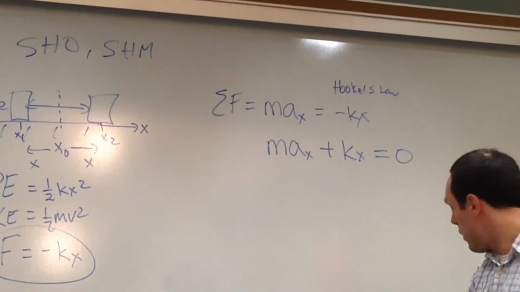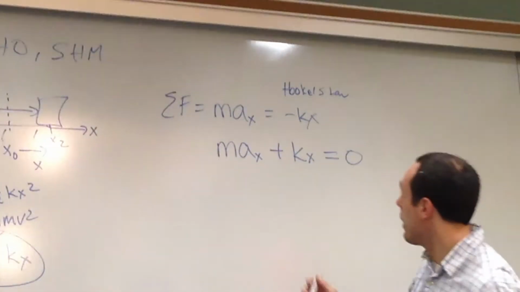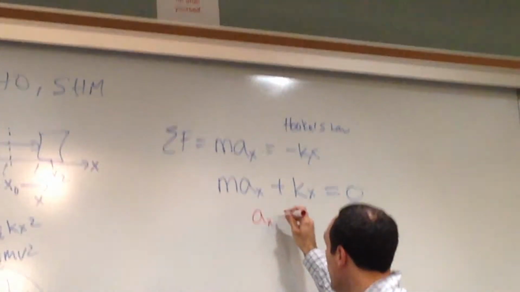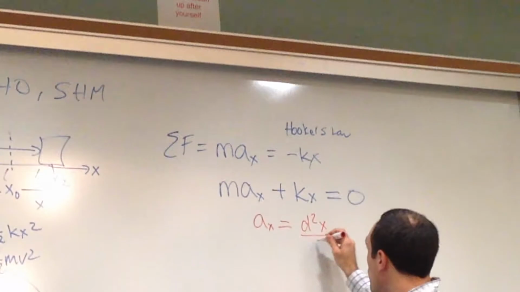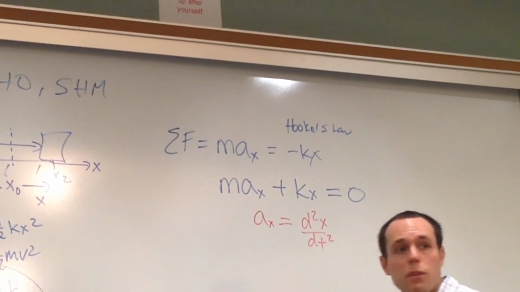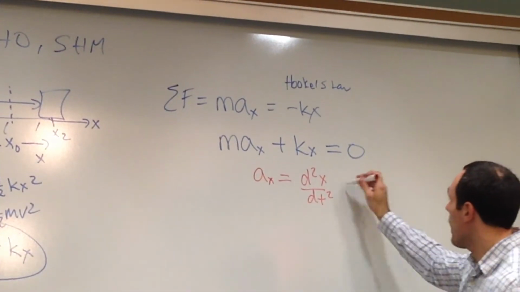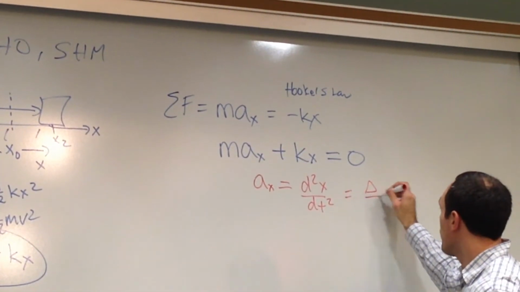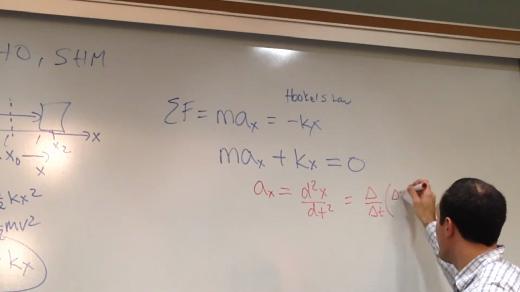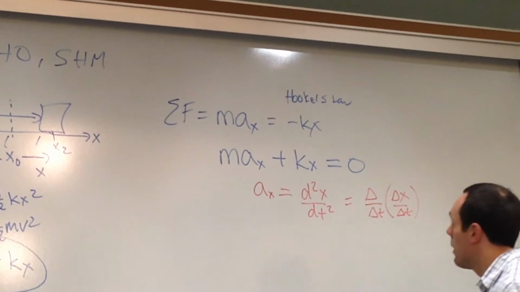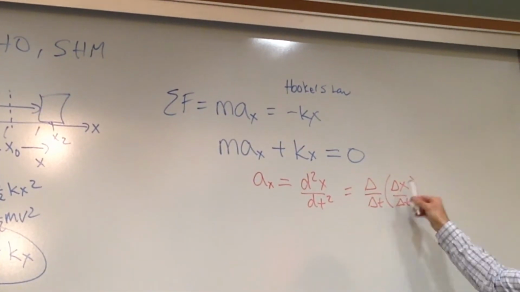And now let me remind you of something I talked about on Tuesday. The acceleration in x is the same thing as the second time derivative of the position. Because it really is the change in time of the velocity, and the velocity was the change in position over the change in time. So this is what it's representing. That's what the acceleration is: the change in velocity, and this is velocity.